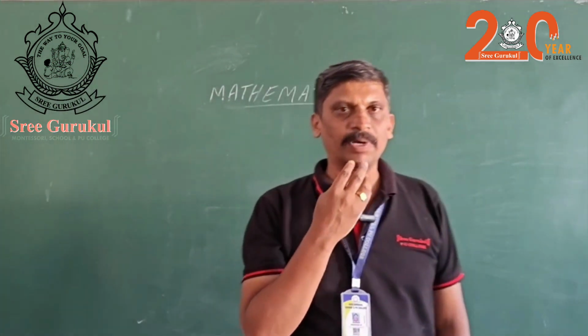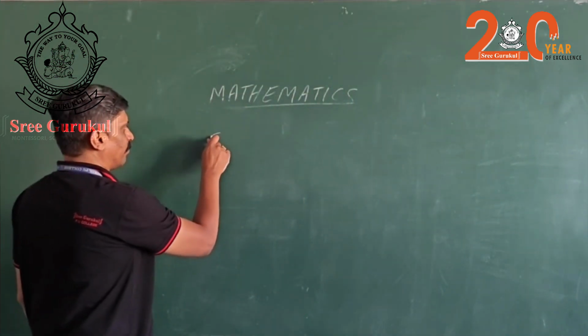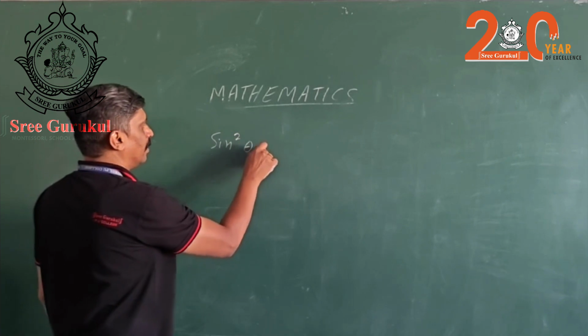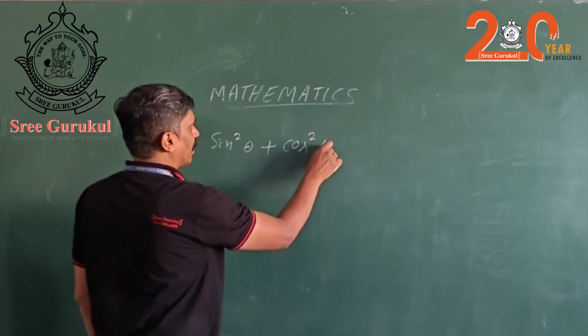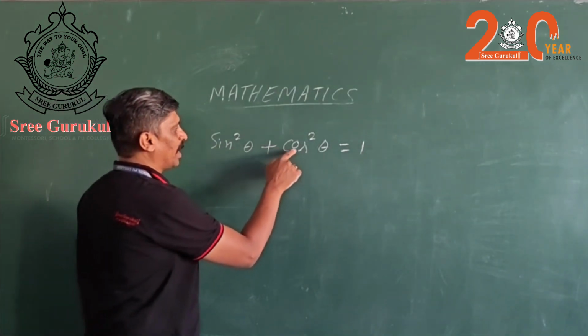Today I will discuss the trigonometric identities. Mainly in trigonometry there are three identities. What are the main trigonometric identities? The first one is sine square of an angle plus cos square of an angle equals 1. That means sine square theta plus cos square theta equals 1.